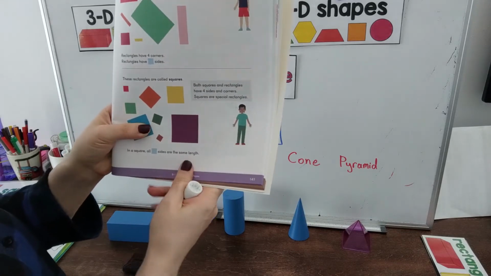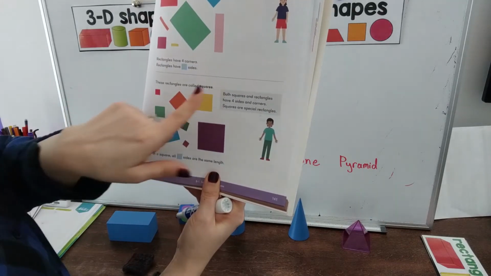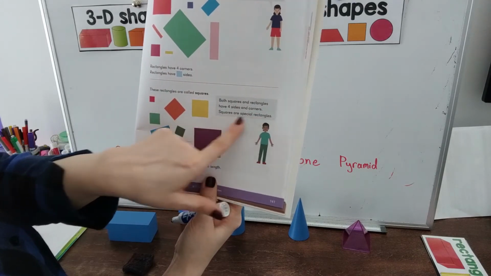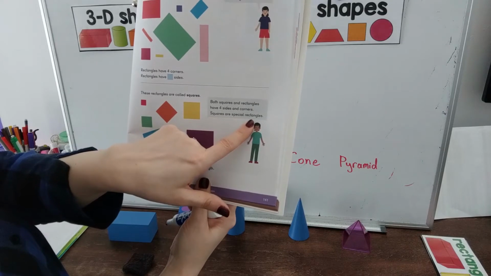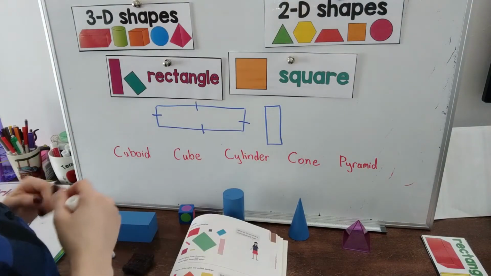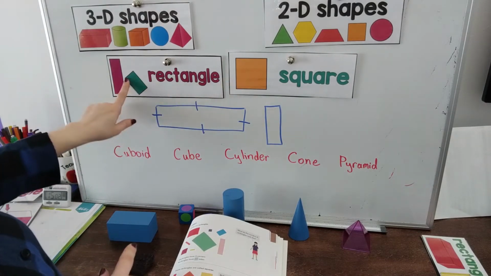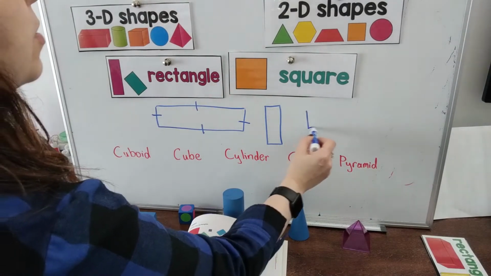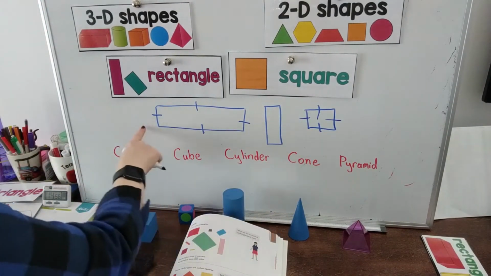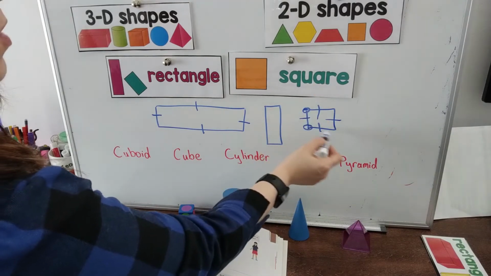Wow, look at that. They said that the squares, these are also rectangles. Both squares and rectangles have 4 sides and 4 corners. Squares are special rectangles. Why are they special? What do you think? Squares are special because even though they both have, and I'll draw another square here, they both have 4 sides that are straight, and they both have 4 corners.